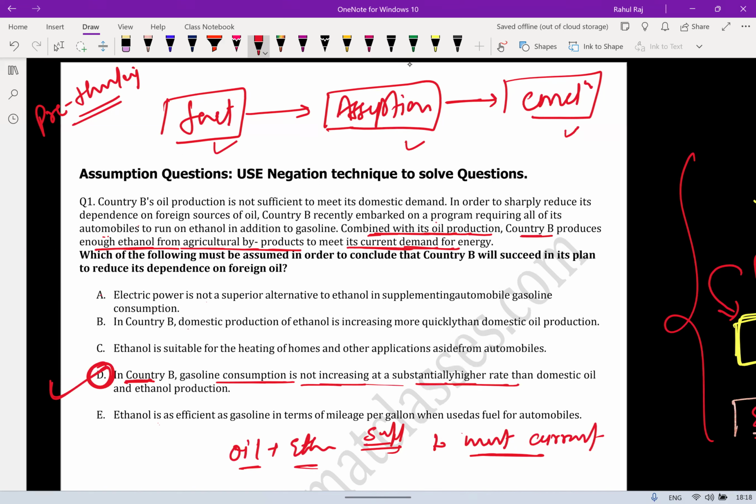All I'm trying to ask you, when the author was concluding this statement that oil plus ethanol is sufficient to meet the current demand, what might the author have had in his head? Think about it. The author might have assumed something for sure, right? The author's assumption should be nothing but that the author might be 100% sure that gasoline consumption is not increasing at a substantially higher rate than domestic oil production, and therefore the author has concluded that oil plus ethanol is sufficient to meet the current demand. So this is called pre-thinking, guys.